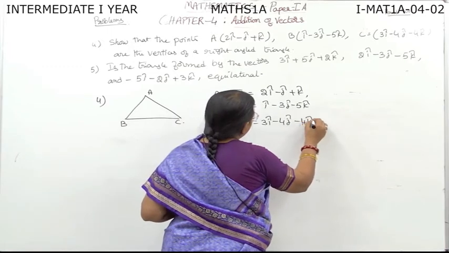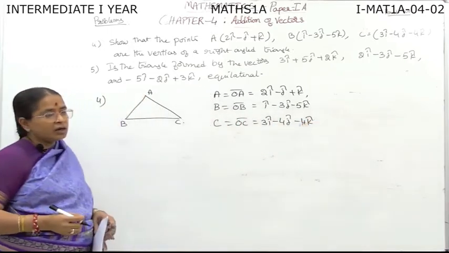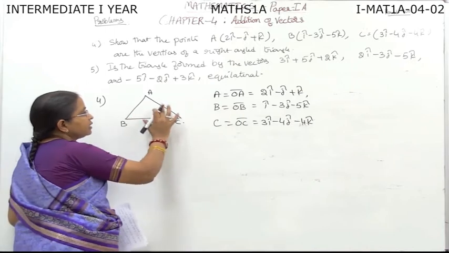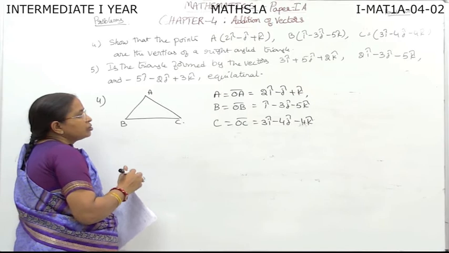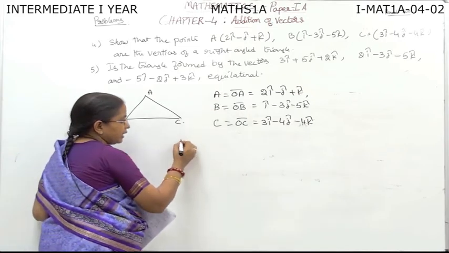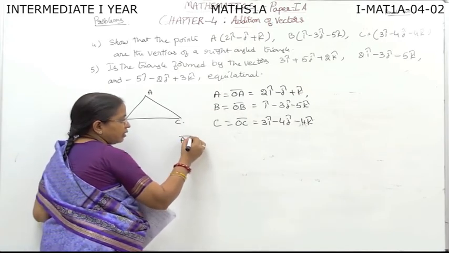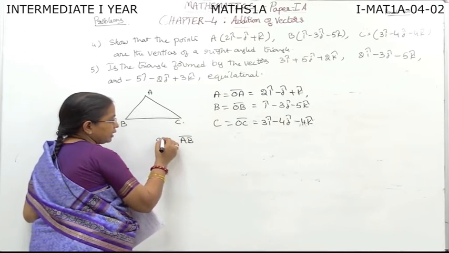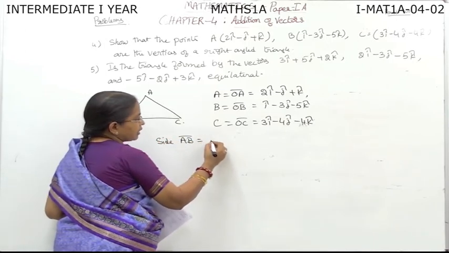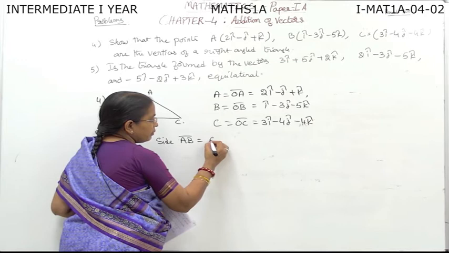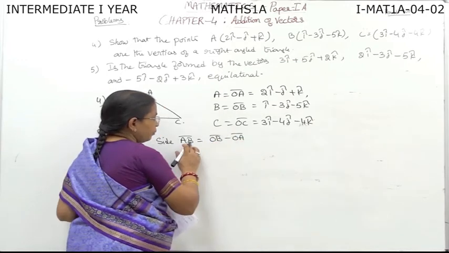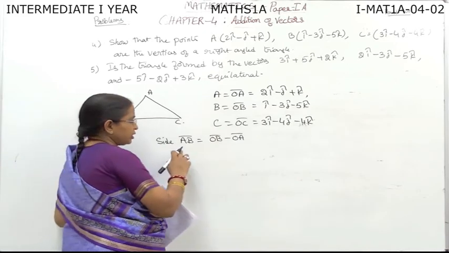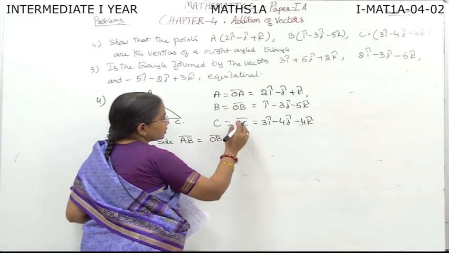So these are the vertices. Now you must find the sides. You must show that it is a right angled triangle. So you must find the side AB, that is AB vector. What is it? OB minus OA. Position vector of terminal point minus position vector of initial point. So AB is OB minus OA.